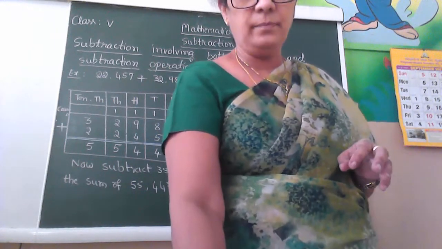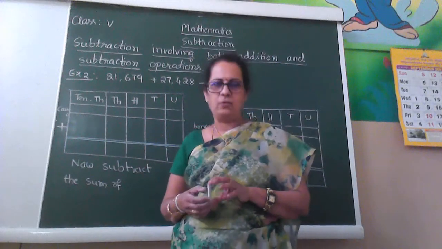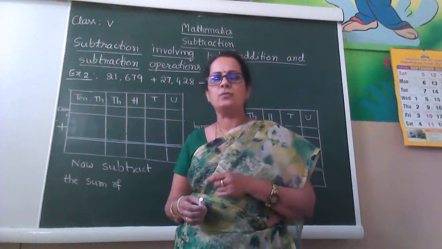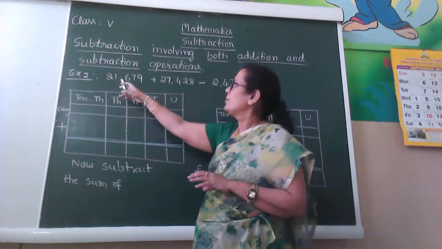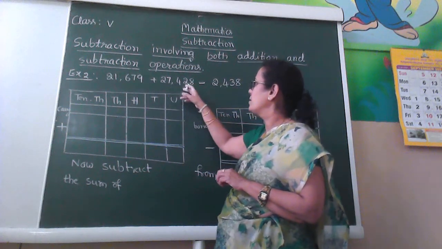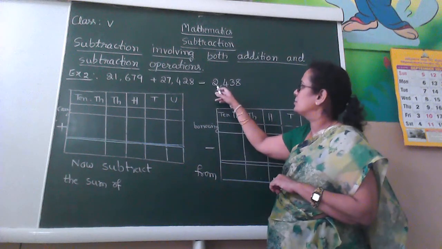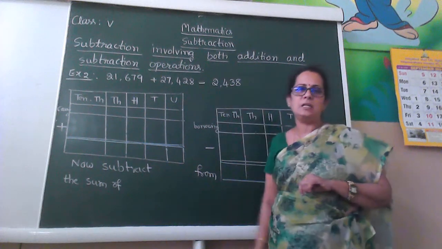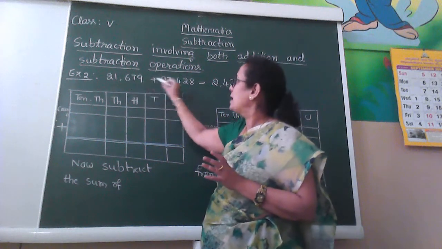So next one. Yes children, we did one sum, no? So let us do another one. That is the same thing, example 2. 21,679 plus 27,428 minus a 4-digit number, that is 2,438. So first, as I said, we will do the addition sum.